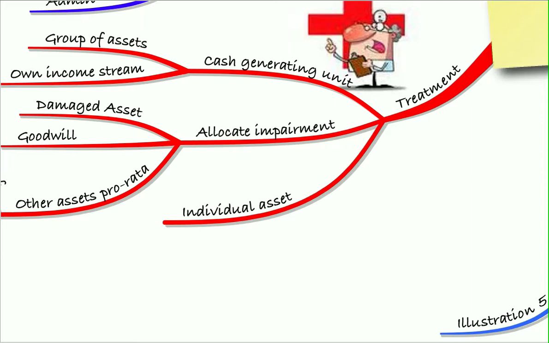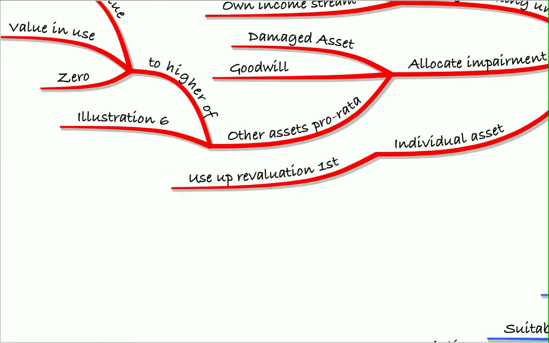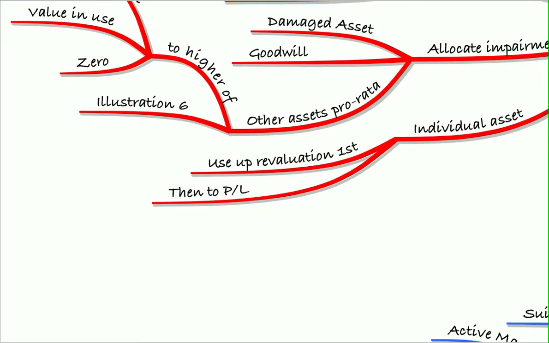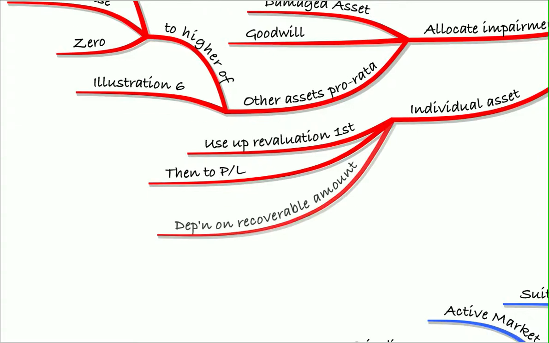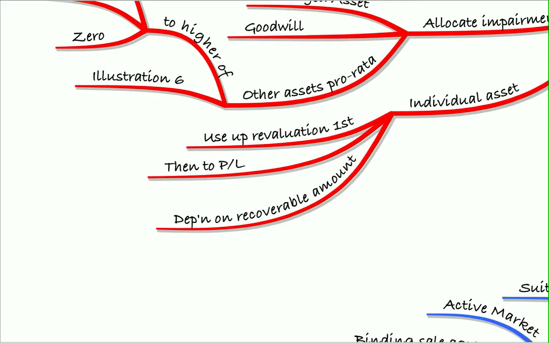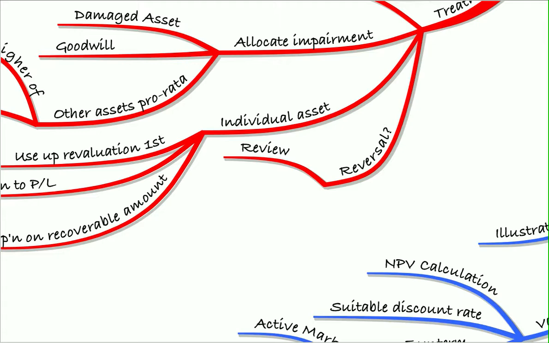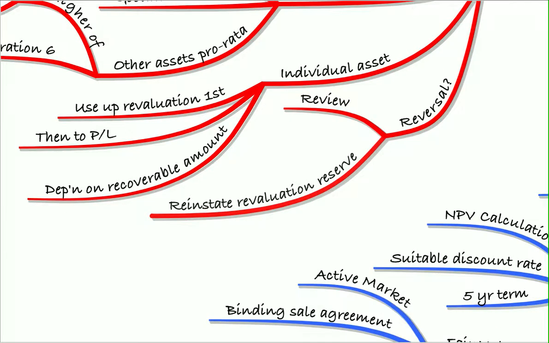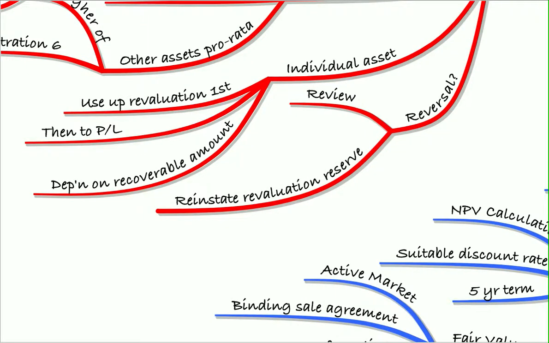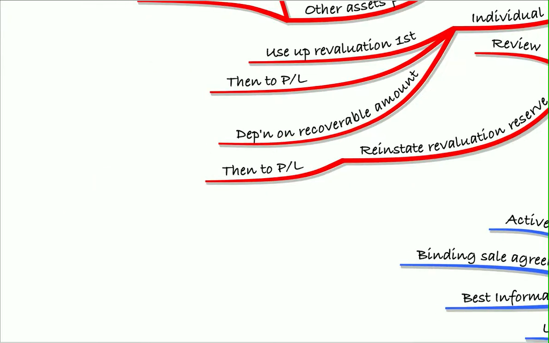Remember, looking at an individual asset, if it was revalued upwards previously, we use up the revaluation first, then any impairment goes to the profit and loss account. We then calculate our depreciation based on the recoverable amount. Can we reverse an impairment? Well, yes, we'll review it each year to see if we need to reverse it. If we do, we'll reinstate the revaluation reserve first of all, and then to the profit and loss account with the amount that went there.